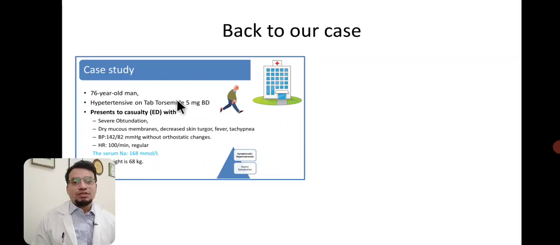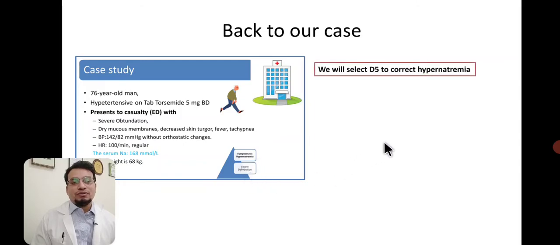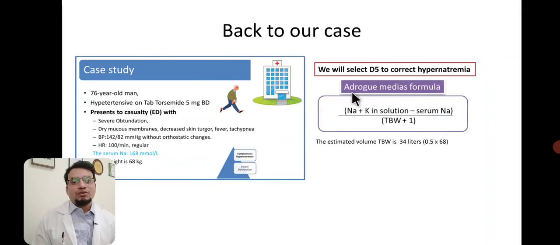So this is our original case, a 76-year-old man, hypertensive, on tablet torsemide 5 mg BD, and he had developed symptomatic hypernatremia and severe dehydration. So in this case, we would like to correct the hypernatremia with dextrose 5%, according to the therapeutic algorithm discussed just before this slide. So we will use the Adrogue-Madias formula.